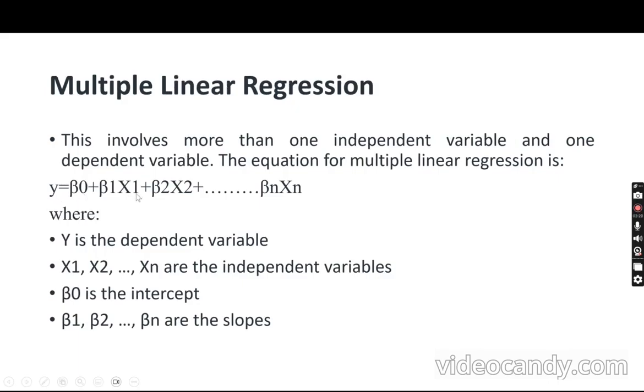Similarly, the equation for multiple linear regression can be given by y = beta naught + beta 1 x1 + beta 2 x2 and so on up to beta n xn, where x1 to xn are the multiple independent variables and beta 1 to beta n are the slopes of the respective independent variables.